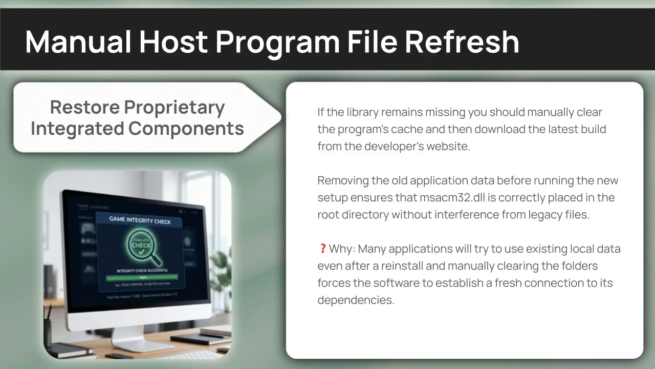If the library remains missing, you should manually clear the program's cache and then download the latest build from the developer's website. Removing the old application data before running the new setup ensures that your DLL file is correctly placed in the root directory without interference from legacy files. Why are we doing this? Well, many applications will try to use existing local data even after a reinstall, and manually clearing the folders forces the software to establish a fresh connection to its dependencies.